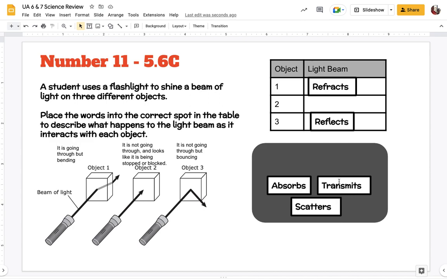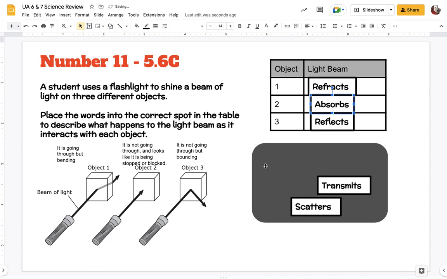If we're talking about light being transmitted, that's light being able to go straight through something, like a window or something. Light being scattered, that's like the rainbow effect. So like when you put white light in a prism and all the colors of the rainbow scatter out, that's scattering. So the best answer choice for that one was absorbs. So absorbs goes up top here for object number 2. And there you go. That is question number 11 done for you.